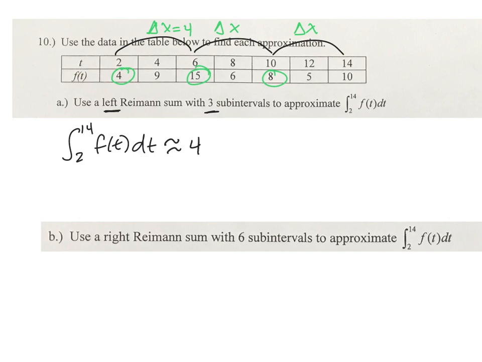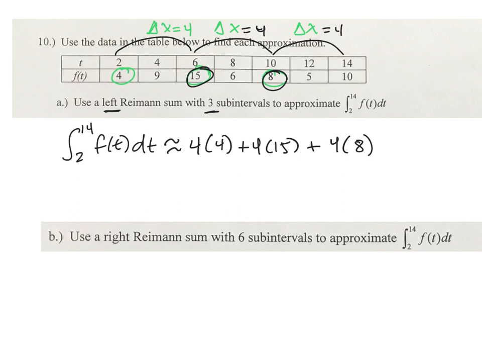that leftmost function value, which is 4, plus our next rectangle has a delta x of 4 again, and we'll take that width and multiply it by this leftmost height. So it's going to be 4 times 15. And then our last rectangle, again, there's a delta x of 4 that we will multiply by the height of the leftmost function value, 4 times 8.